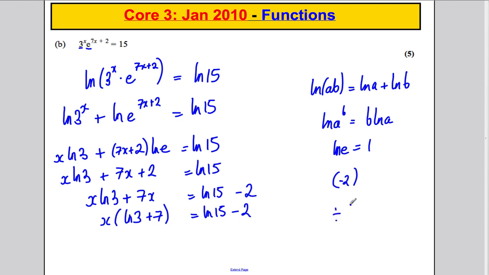And lastly, I can divide both sides by the ln 3 plus 7, which is just a number, and I get x is ln 15 subtract 2 divided by ln 3 plus 7. And that's it. We have found the exact solution to that problem. It asks us to leave it exact, so don't type it in your calculator. 5 marks there.